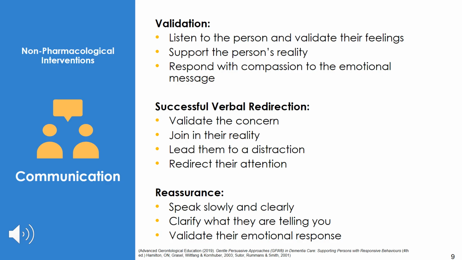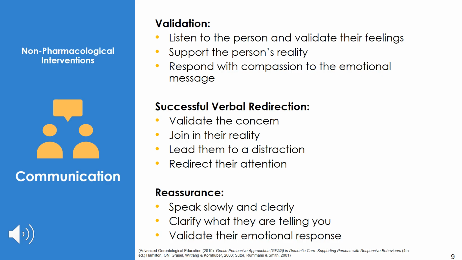Supporting the person's reality, even though this may not correspond with our current reality, and responding with compassion to the emotional message. Redirection involves validating the person's concern by saying, for example, "You think someone has taken your money? I can see why you'd be upset." Joining in their reality: "Let's look for your money together." Leading them to a distraction: "Let's try looking by the lounge for your money," and redirecting their attention. "It looks like they're having a cup of coffee. It smells good. Should we join them?"